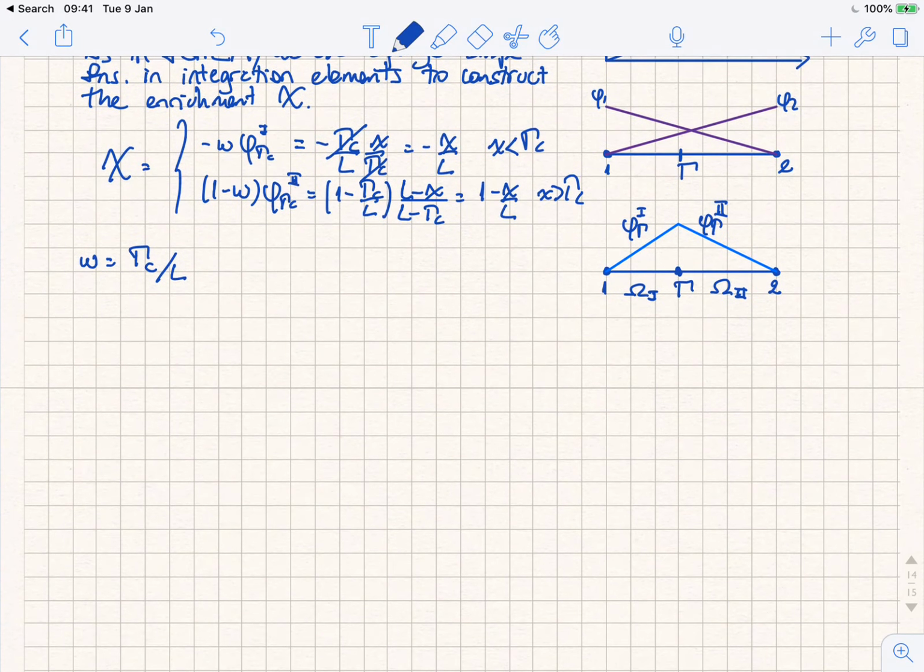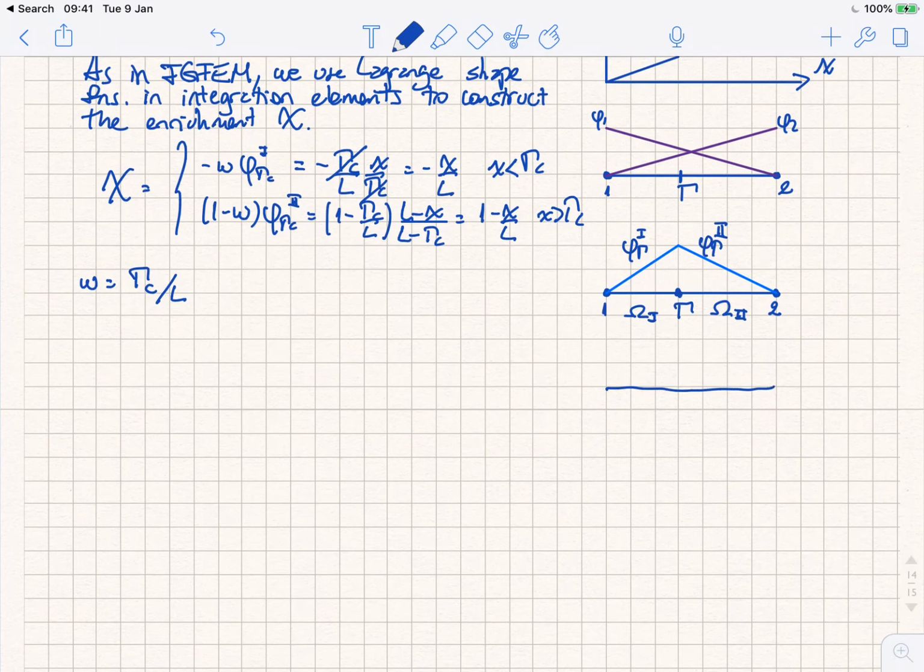And this is good. So if we plot the enrichment function, then the enrichment function is going to look something like this, where this is equal to 1. So at this side of the discontinuity, I have minus W phi gamma C of integration element 1. And on this side, I have 1 minus W and then phi gamma C of integration element 2, which leads to those two equations, minus x over L and 1 minus x over L, to produce that jump.